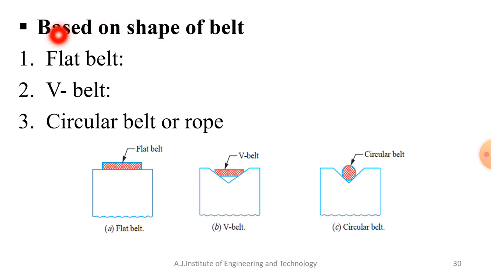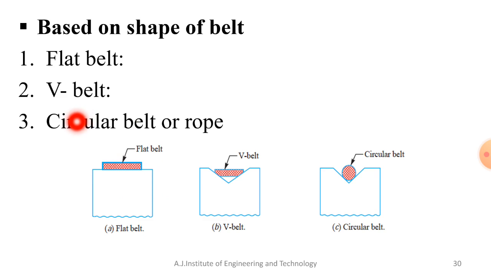The first one is flat belt. As the name implies, the belt is flat. See here, you can see it is of a rectangular cross section. If you cut the belt, you can see a rectangular cross section, and the area of that you can calculate as thickness into width. That is the area of the flat belt. So it is in the form of a rectangular shape.